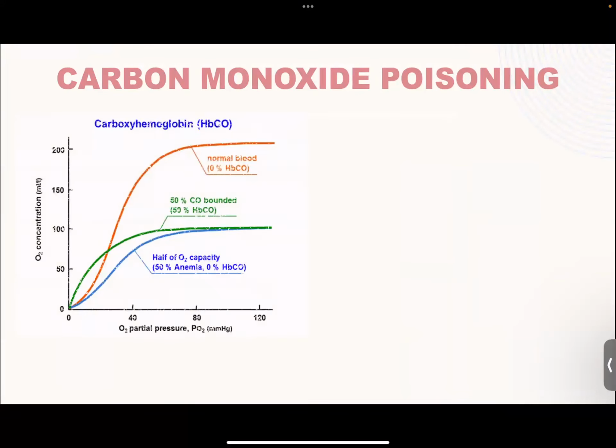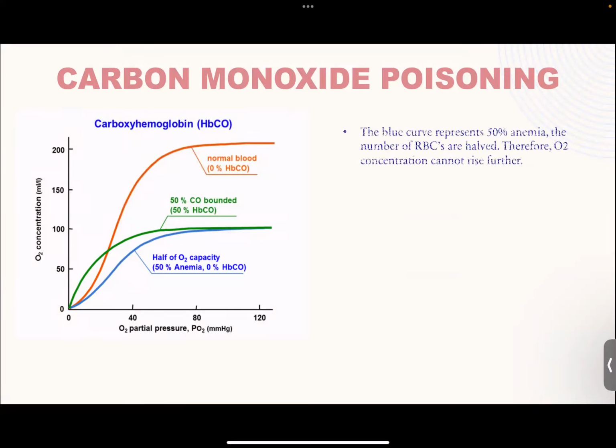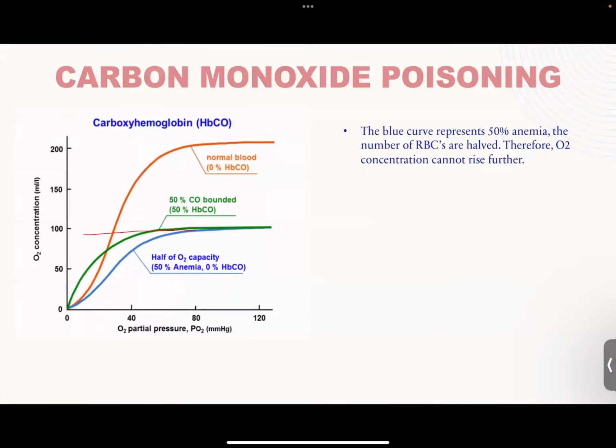Carbon monoxide poisoning. So this is the graph, the 3 graphs for everything that we've seen before. So normal blood is the normal graph that we've seen. And then we have the blue curve, which represents anemia, 50% anemia. And the number of red blood cells are halved, right? So that's what we were talking about before. If the hemoglobin is halved, the concentration is going to be affected and it's going to decrease. See?